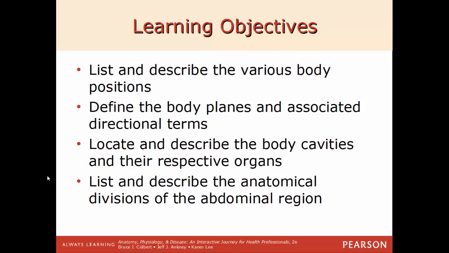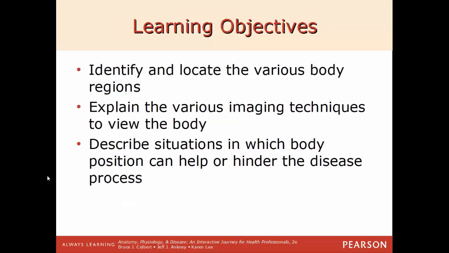Learning objectives for chapter number 2. List and describe the various body positions. Define the body planes and associated directional terms. Locate and describe the body cavities and their respective organs. List and describe the anatomical divisions of the abdominal region. Be able to identify and locate the various body regions. Explain the various imaging techniques that are used to view the body. And lastly, describe situations in which body position can help or hinder the disease process.